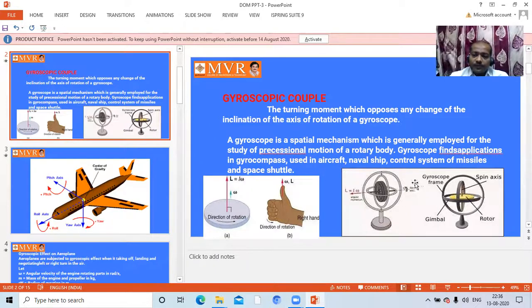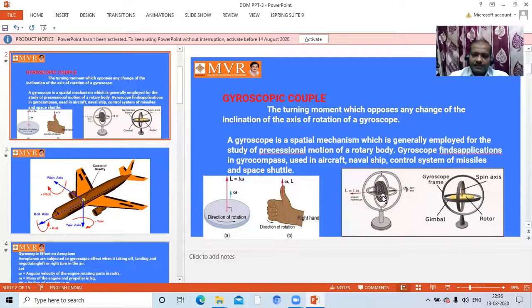So if you observe this second figure, L is equal to I omega, where I is the moment of inertia and omega is the angular speed. Here I have not written the angle of precession velocity. Why? Because in a single disk there is no radius of curvature, but in aeroplanes, ships, or bigger vehicles we have a radius of curvature.